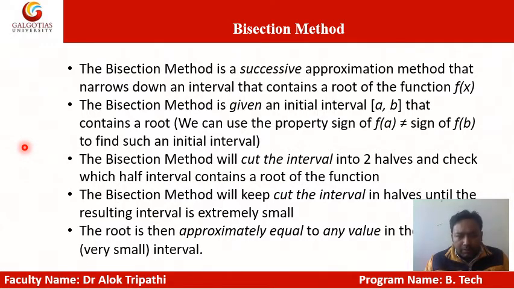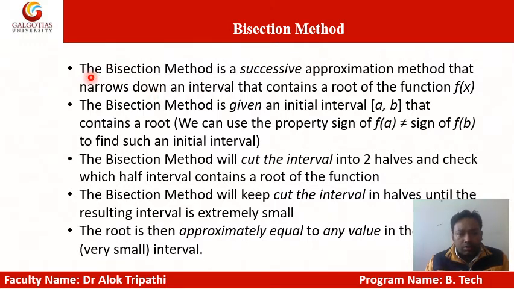Suppose we are given an equation cos x minus x e to the power x equals 0, and we want to find the root of this equation. Then we cannot apply any well-known analytical method to solve such type of problems. We use numerical methods, and the first type of numerical method is the bisection method.